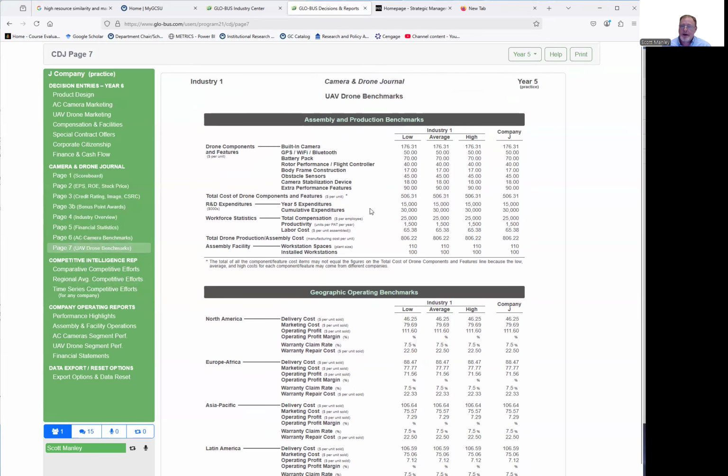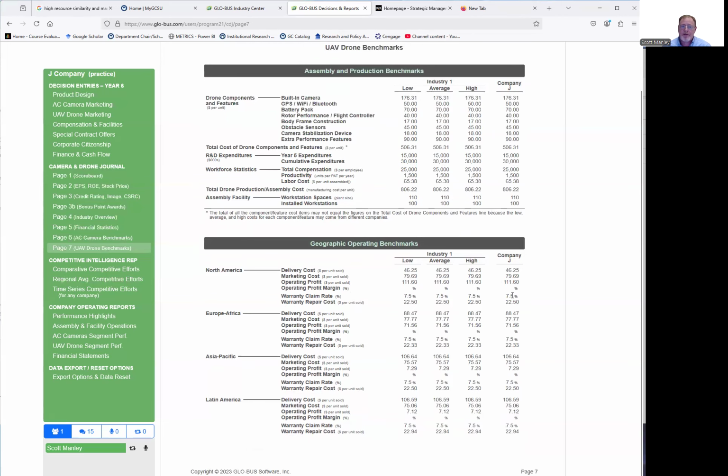And then page 7, really page 8, shows you the same information for your UAV drone. So you'll see the average cost to produce it is $806.22. You'll see the average company has 100 workstations installed. You'll see how much the average operating profit margins are for everyone, and the warranty claim rates and all of that. Okay? So that's going to wrap it up for this video.